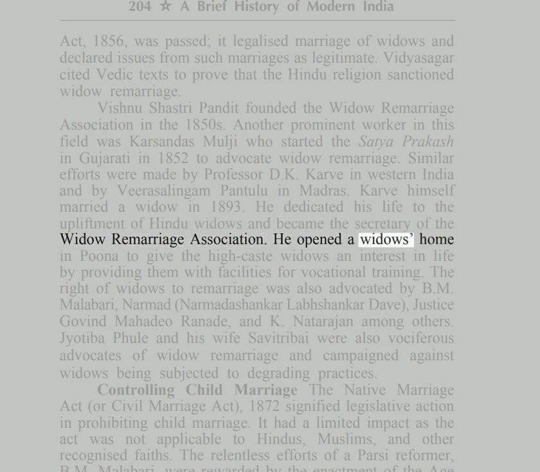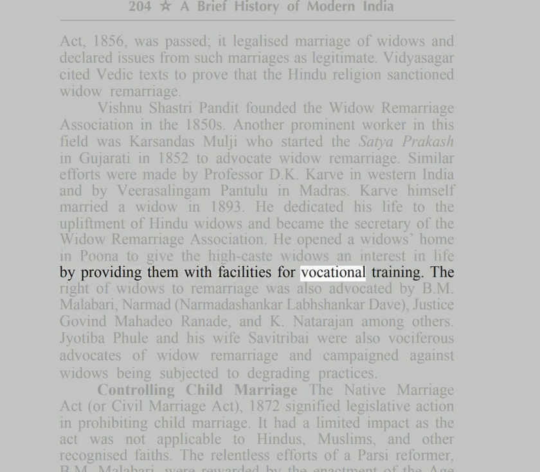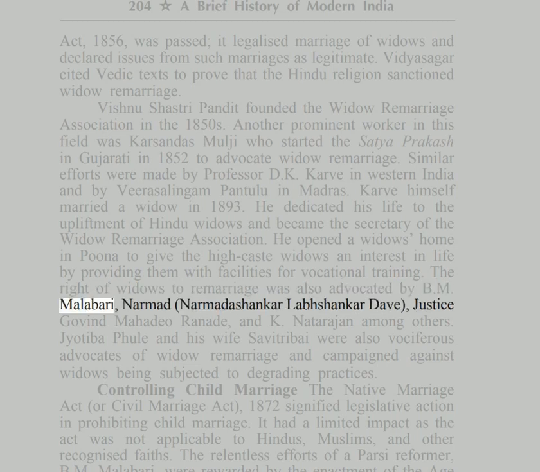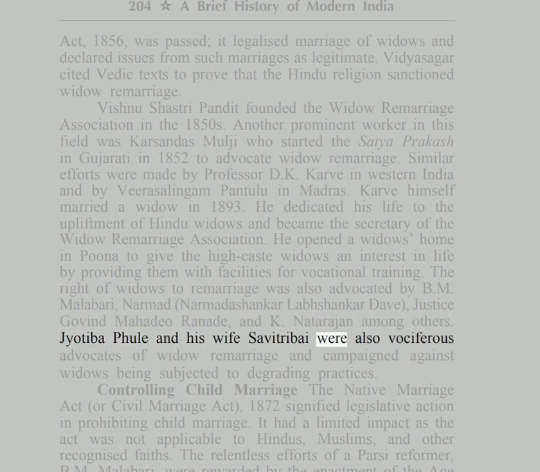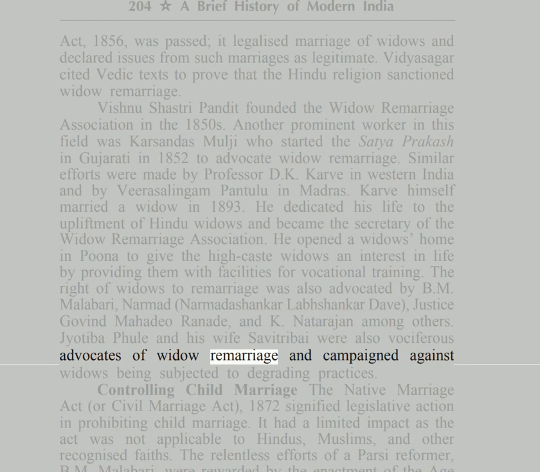He opened a widows' home in Pune to give the high caste widows an interest in life by providing them with facilities for vocational training. The right of widows to remarriage was also advocated by B.M. Malabari, Nirmada Shankar Lalshankar Dev, Justice Govind Mahadeo Ranade, and K. Natarajan among others. Jyotiba Phule and his wife Savitribai were also vociferous advocates of widow remarriage and campaigned against widows being subjected to degrading practices.